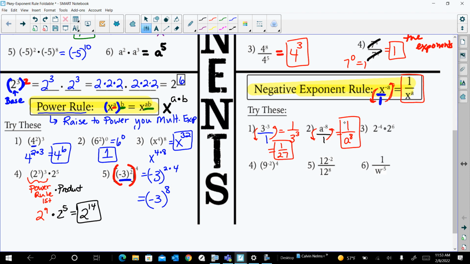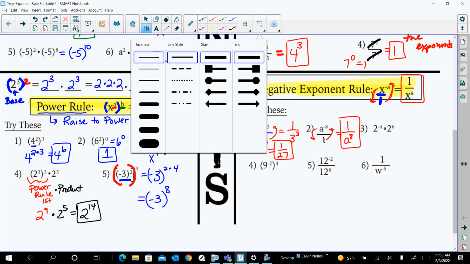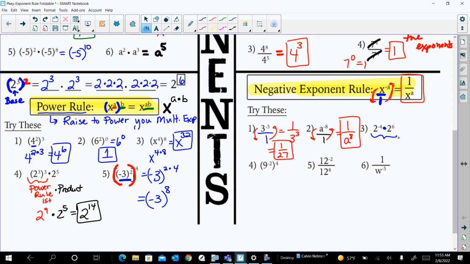Now, for this one here, you might want to add just a little note. Because I see this dot right here, we're going to do product rule first. Product rule says when I have the same base, you add the exponent. So that means this becomes 2 to the negative 4 plus 6. That gives you 2 to the second power. And 2 to the second power equals 4. Okay, I'm just drawing what the whole number answers.